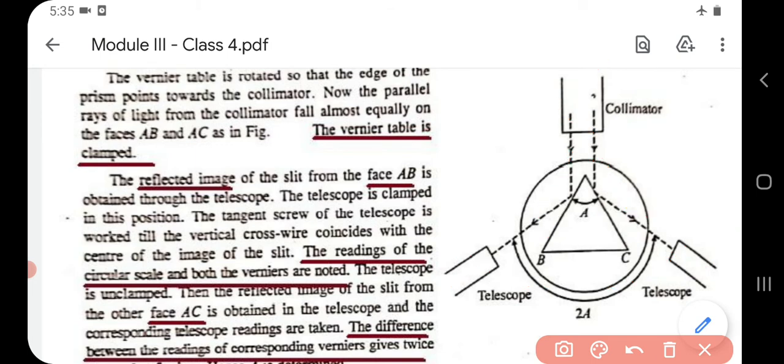Now the vernier table is rotated so that the edge of the prism points towards the collimator. See the edge of the prism, which is marked as A. That is the edge of the prism. It is facing the collimator. Now the parallel rays of light from the collimator fall equally on the faces AB and AC of the prism. The vernier table is clamped. Now you should not disturb the vernier table. Now what is next?